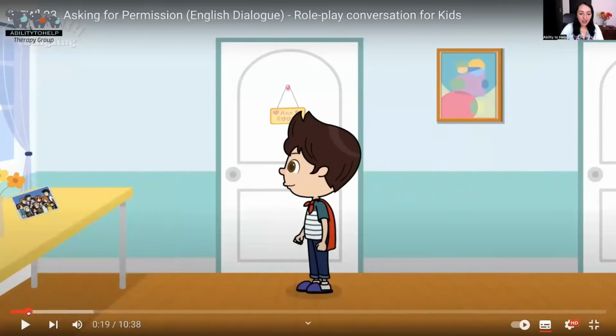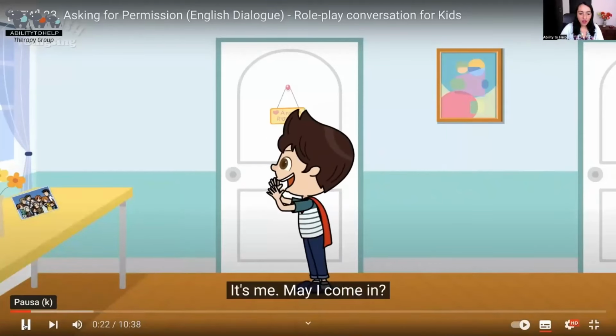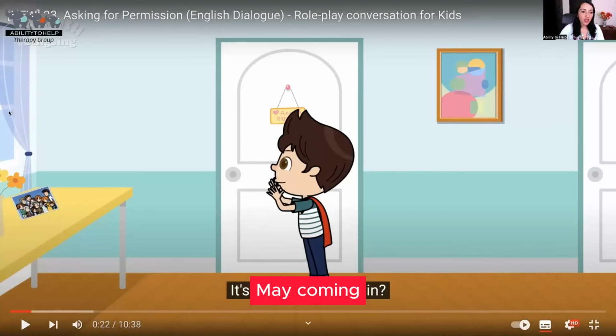May I come in? This is our first one. It's me. May I come in? May I come in is a question. It's asking for permission. May I come in is one of them. Don't forget, you could ask for permission with a modal verb. So, may I come in?